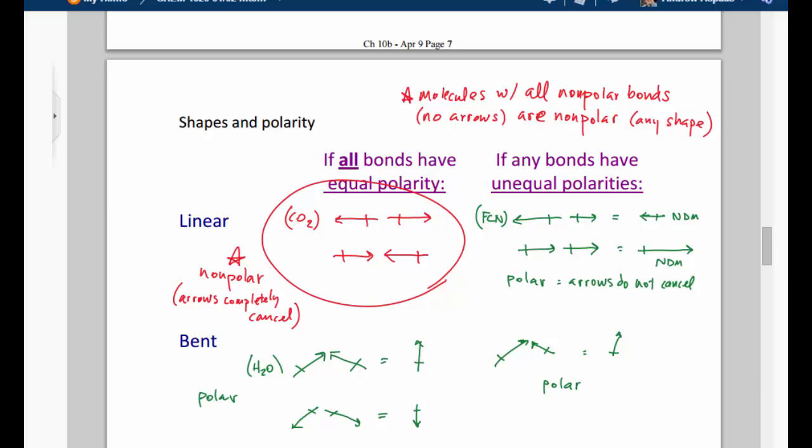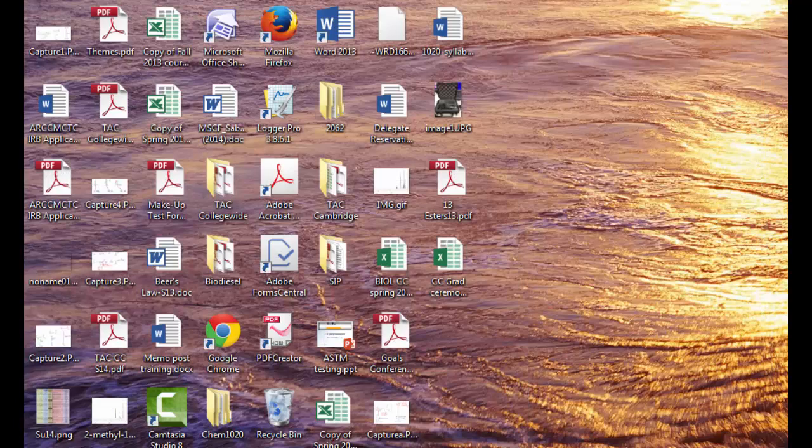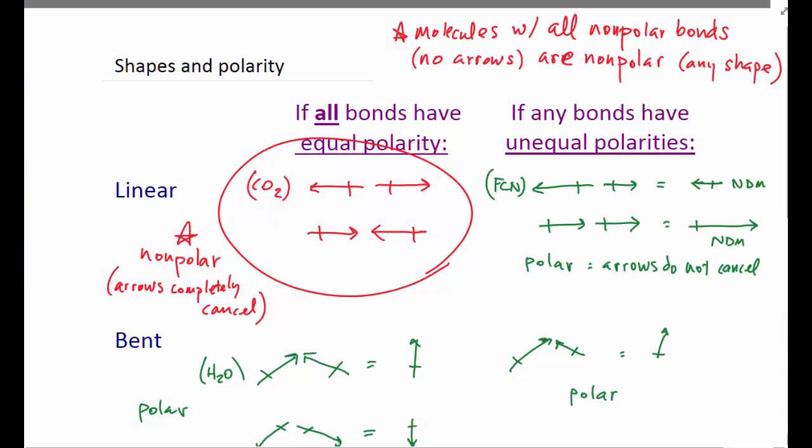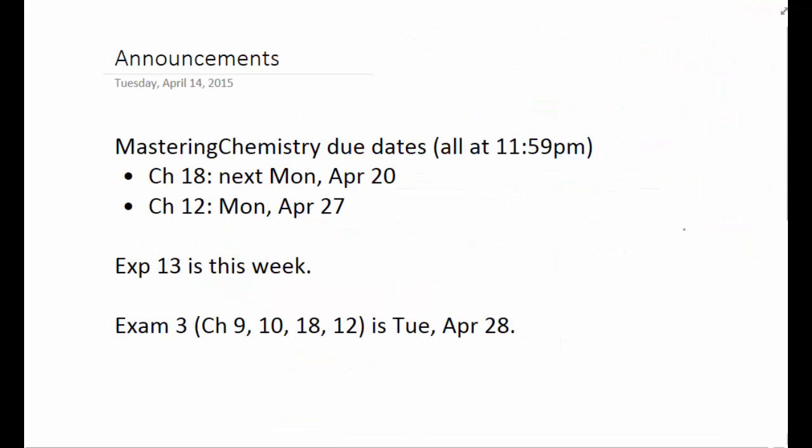That should just sort of be reviewing how the different shapes can have their dipole arrows interact with each other and either cancel out or add up to a net dipole moment. So look through that in the notes. Otherwise, you could probably just sort of fill it out on your own too.